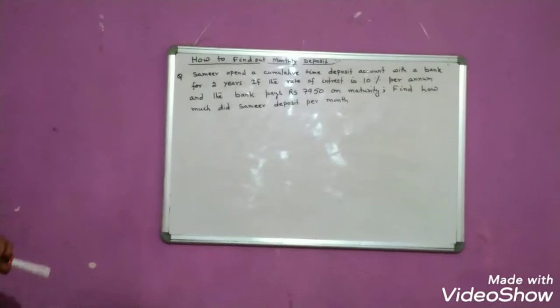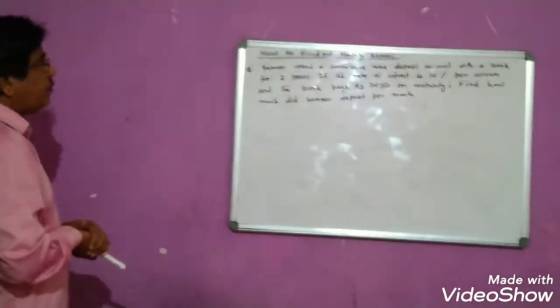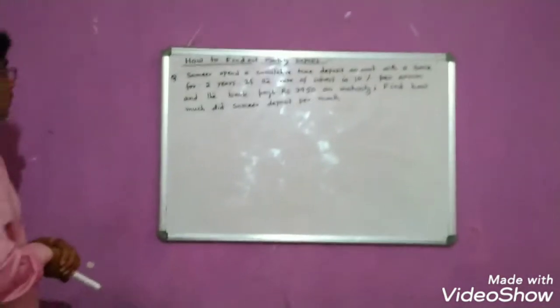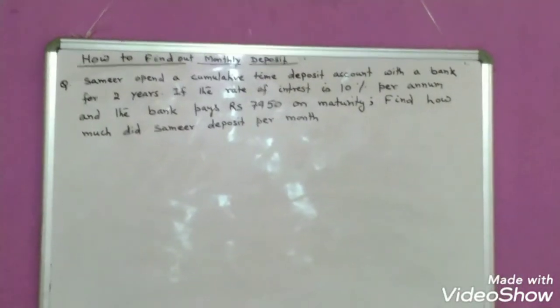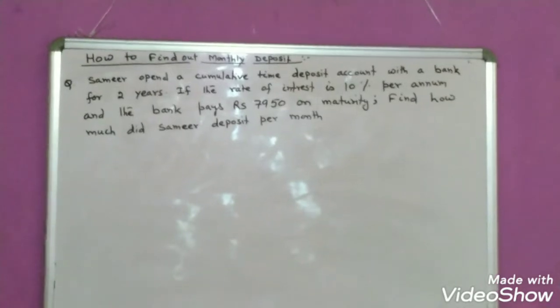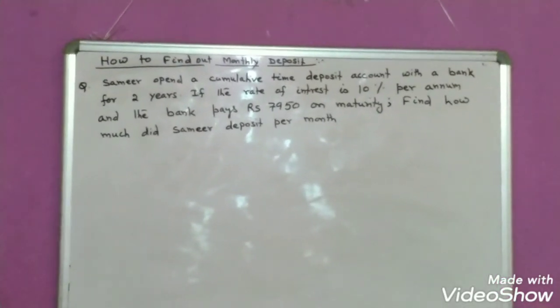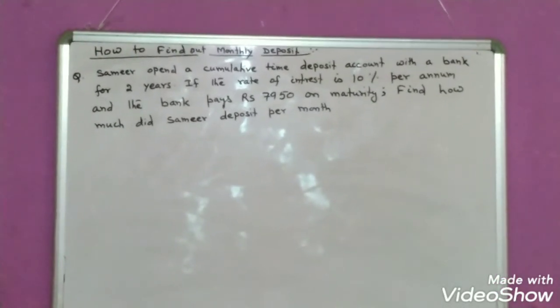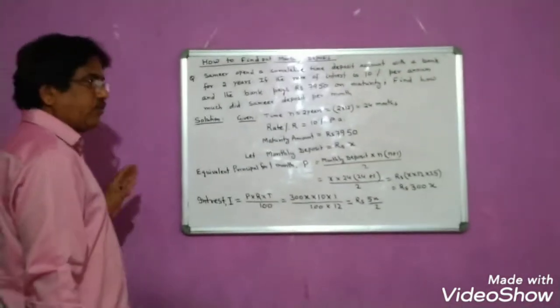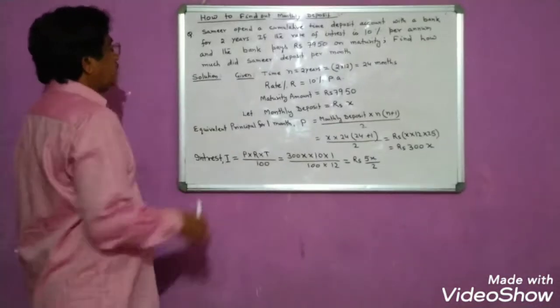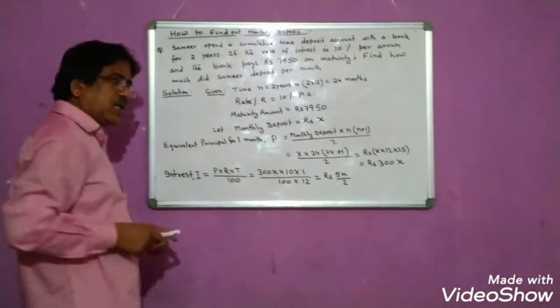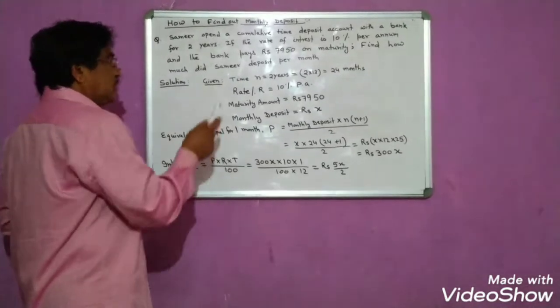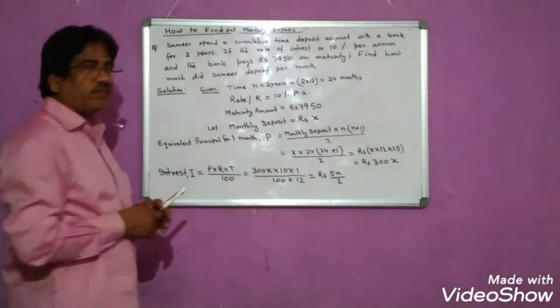You just see, Sameer opened a cumulative time deposit account with a bank for 2 years. If the rate of interest is 10% per annum and the bank pays rupees 7,950 on maturity, find how much did Sameer deposit per month. Same steps as what we have done earlier. It is given in the question, time 2 years, that is equal to 24 months, rate R is 10% per annum, and the maturity amount is 7,950.